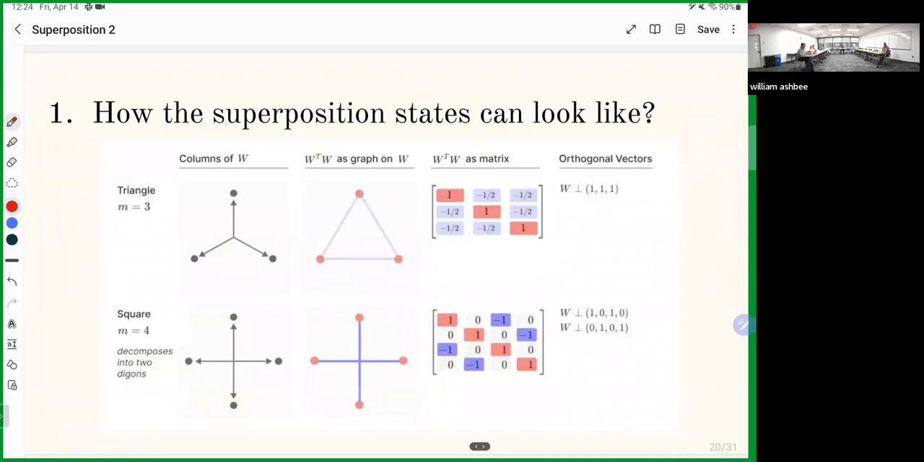Seems like that might be a pretty important reason for having nonlinearities in the first place. Yeah, I guess so.